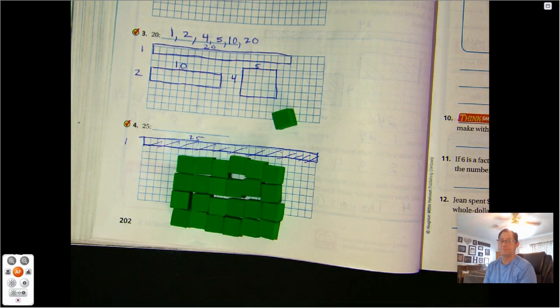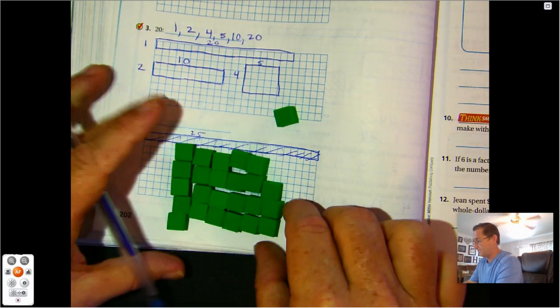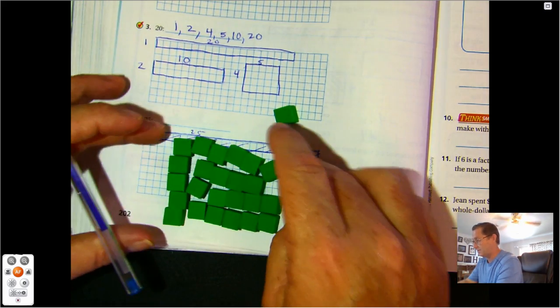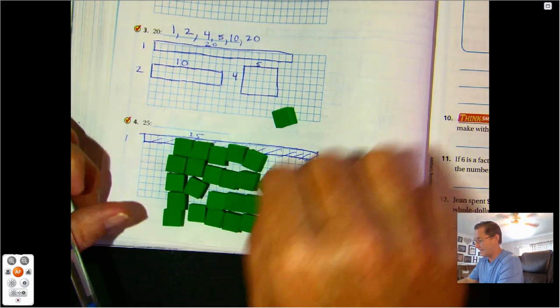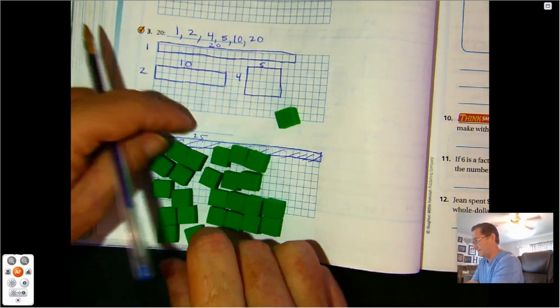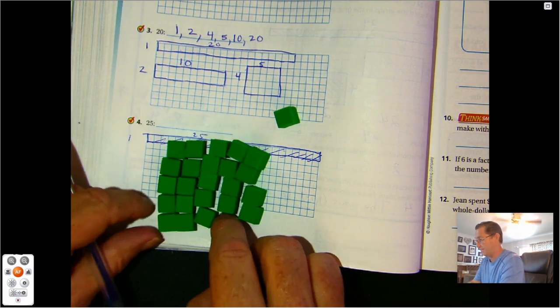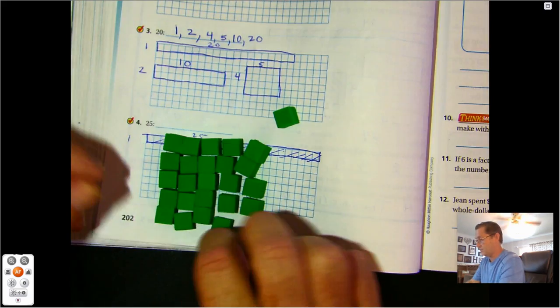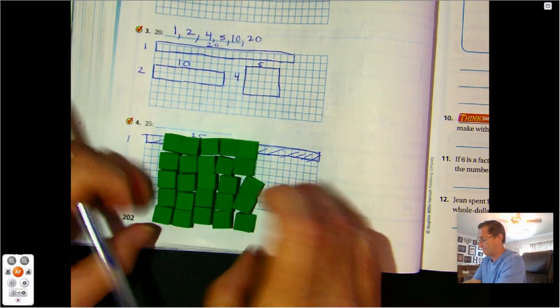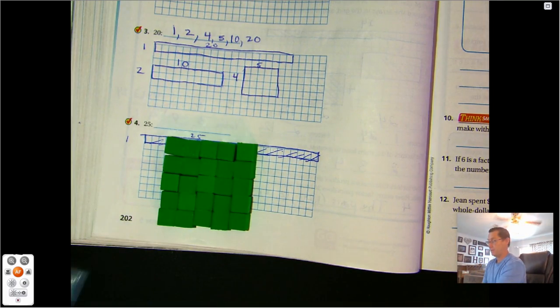How about 5? We should know that any number that has 5 as a factor has to have a 1s digit that ends in 5 or 0. So 25 will be a multiple of 5. So 5 is a factor of 25. And it should be a 5 by 5, right? So it should make a square. 5 rows of 5. So that works.